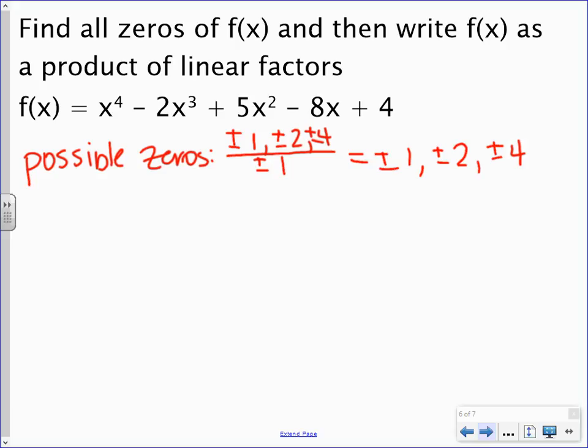Now, Descartes' rule of signs. How many sign changes are there in f of x? There are 4. So there could be 4 positive zeros, or there could be 2 positive zeros, or there could be 0 positive zeros. However many sign changes there are, just keep subtracting 2 until you get to either 1 or 0. Okay?